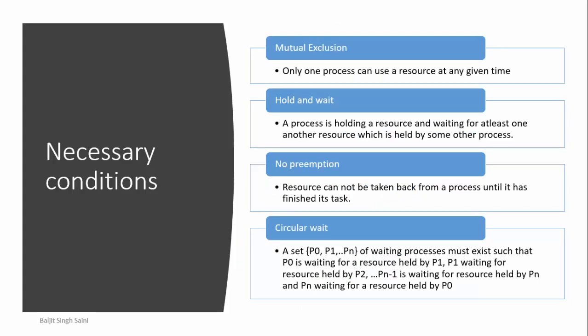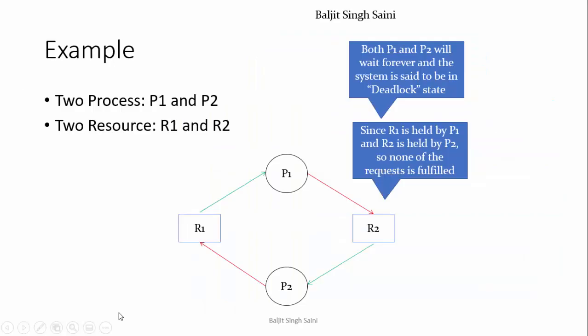Second condition is hold and wait. Hold and wait means the process should be holding one resource and should be waiting for another resource. So now look into P1. P1 is holding R1. Okay, P1 is holding R1. That's why the arrow is from R1 towards P1 and it is waiting for R2.